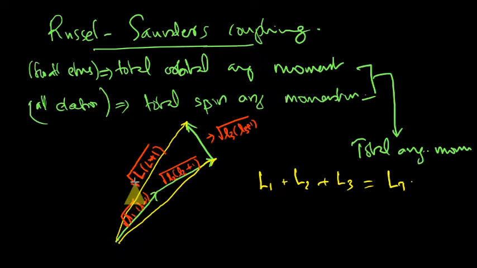ഹിയർ വി ഹാവ് എ ക്വാണ്ടം നമ്പർ ക്യാപിറ്റൽ എൽ, ആൻഡ് ദാറ്റ് ക്യാപിറ്റൽ എൽ ഈസ് ദ ടോട്ടൽ ആംഗുലാർ മൊമെന്റം ക്വാണ്ടം നമ്പർ. ഈ ടോട്ടൽ ആംഗുലാർ മൊമെന്റം ക്വാണ്ടം നമ്പറിന് ഡിഫറൻറ്റ് വാല്യൂസ് പോസിബിൾ ആണ്. എങ്ങനെയായിരിക്കും അതിന് ഡിഫറൻറ്റ് വാല്യൂസ് പോസിബിൾ ആകുന്നത്? കാരണം ദാറ്റ് ഡിപ്പെൻഡ്സ് അപ്പോൺ ദ ഓറിയന്റേഷൻ ഓഫ് ദിസ് ഇൻഡിവിജ്വൽ ആംഗുലാർ മൊമെന്റം.